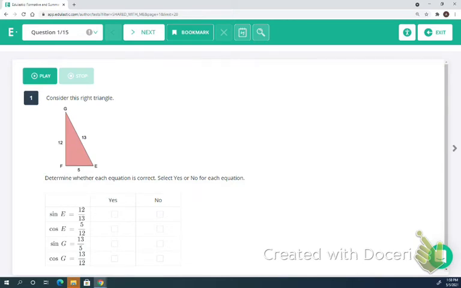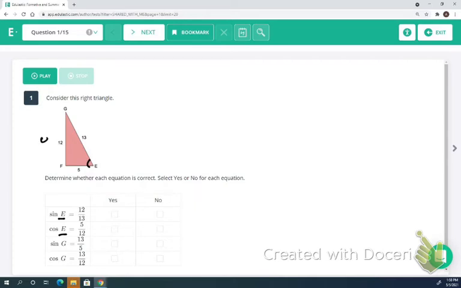So here we have our angles, and it's asking us to determine whether each equation is correct or not. I just want to remind you, for these, we want to make sure that we look at the angle itself. So the first two angles that we have are angle E. Oops, sorry, my pen's not working. So you have angle E, so I want to reference angle E, and then you're going to go ahead and label all of your sides based on angle E.